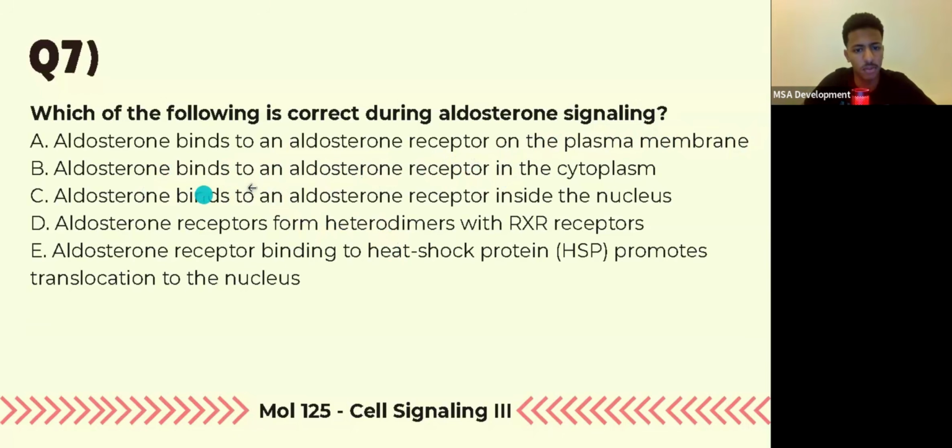And then aldosterone binds to an aldosterone receptor inside the nucleus. Incorrect. It would be correct if aldosterone was a type 2 receptor. However, aldosterone is type 1. Aldosterone receptors form heterodimers with RXR receptors. Incorrect. That's for type 2.